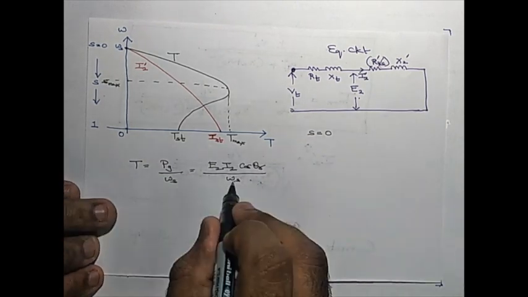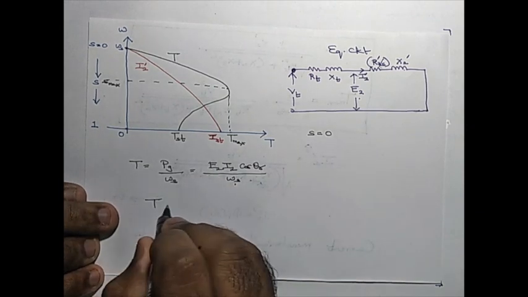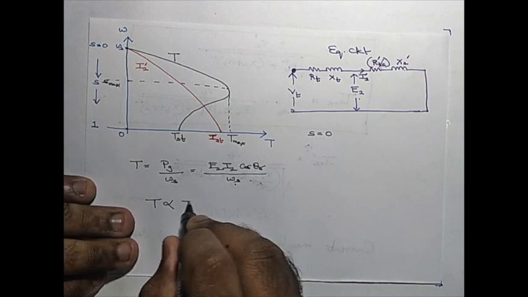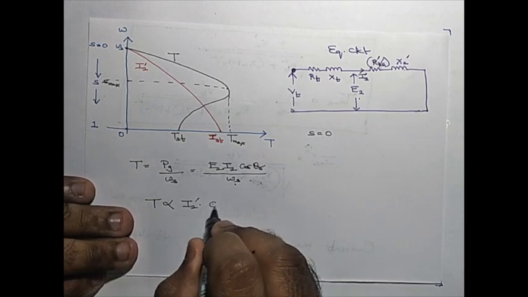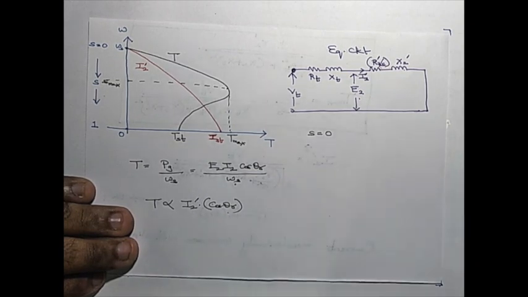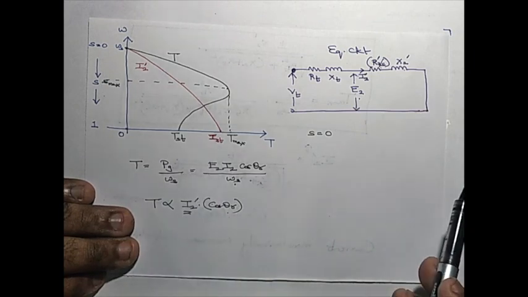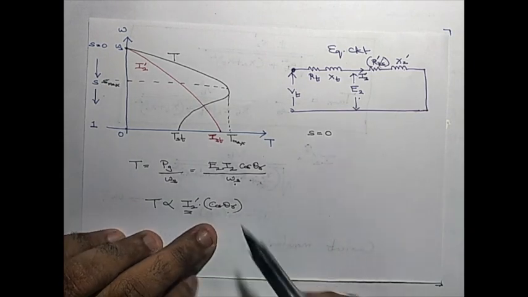Now, this is a constant. Let's assume this is also a constant. For simplicity's sake, let's write torque is proportional to I2 dash and cos theta R: rotor current and rotor power factor. This, we have seen that behavior, it monotonically increases. Now, let's see how cos theta R will behave.